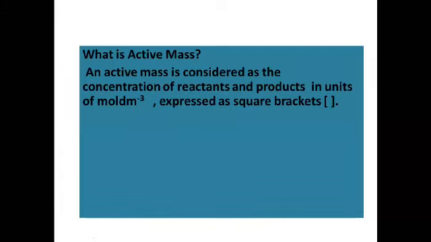We can also write it in this form. Active mass is considered as the concentration of reactants and products in units of mole per decimeter cube. I told you this is also called molarity or molar concentration, expressed in square brackets. So instead of writing mole per decimeter cube, we just put these brackets, and they mean that the concentration is in mole per decimeter cube.